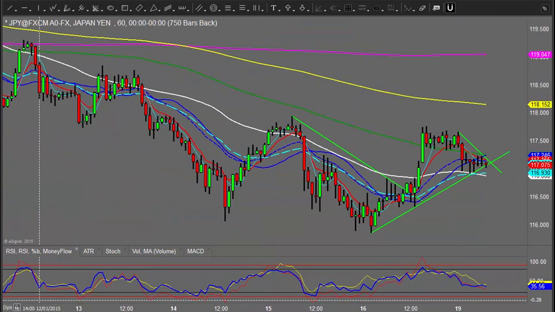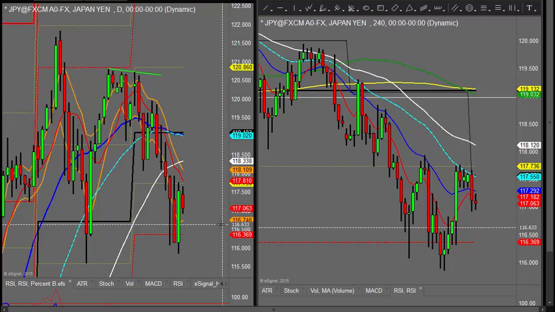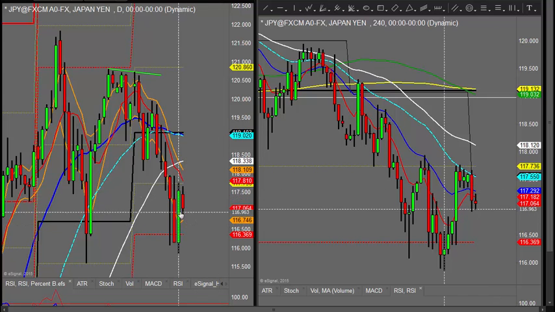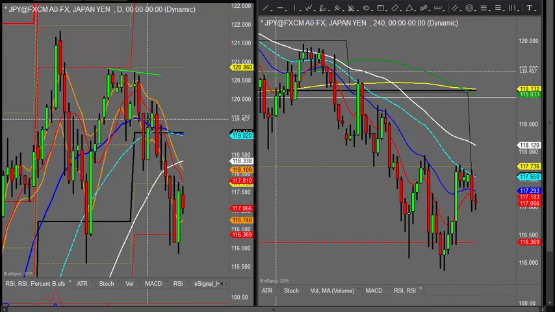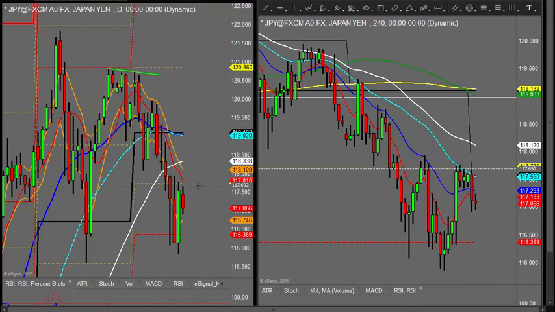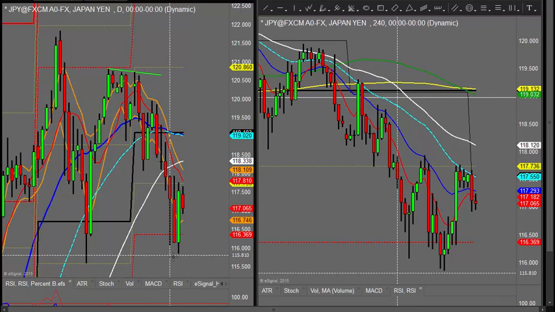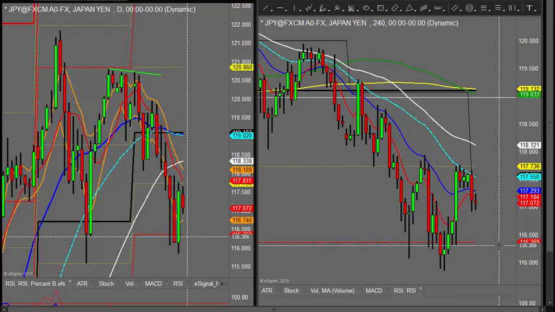Dollar yen. Okay, dollar yen is much more choppy again. It makes the dailies very difficult in some respects. Although with all these lower highs and lower lows, the trend really is still for a strengthening yen against the dollar, so the dollar yen is still moving to the downside.